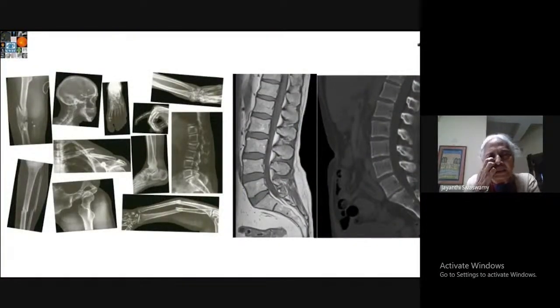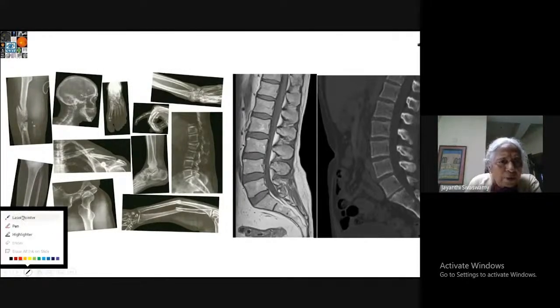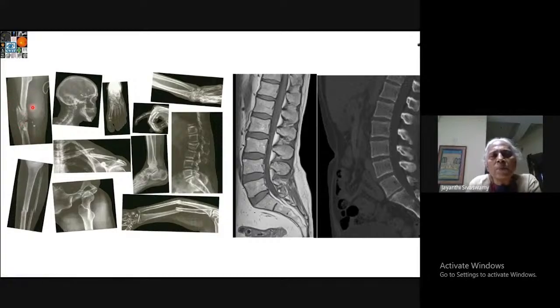So here is a look at many different types of images, some of which might be familiar to you. These are all orthopedic images. Let me get my laser pointer. So you can see some broken bones, the skull, and so on. Now this looks familiar too, because this is your backbone, or the vertebra.